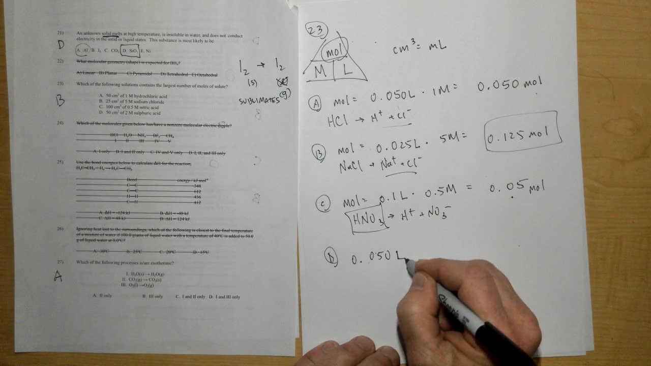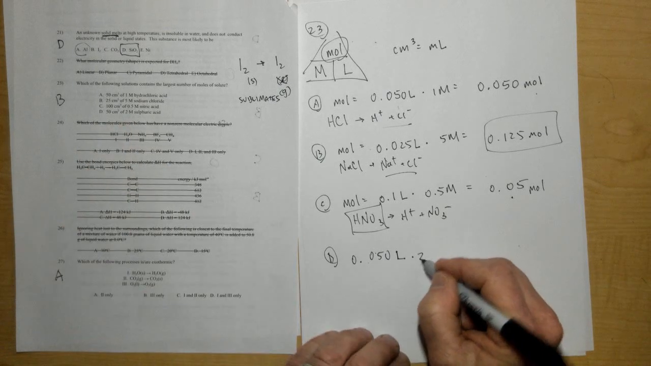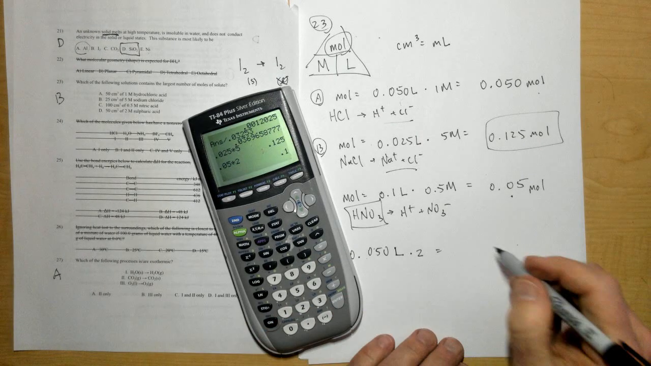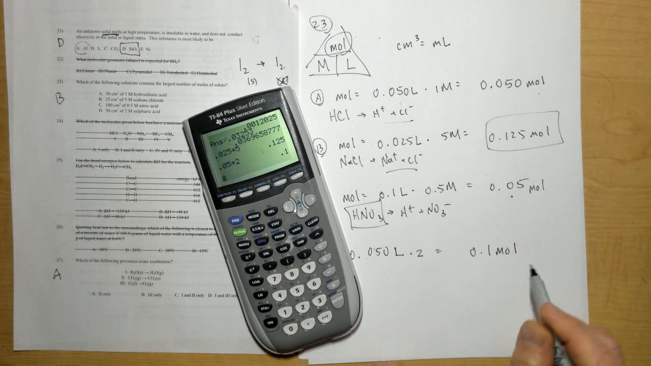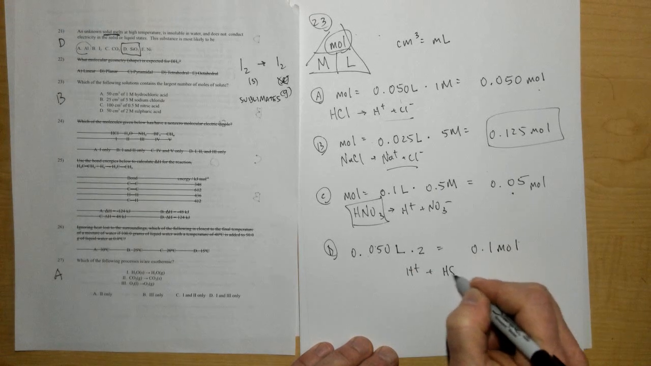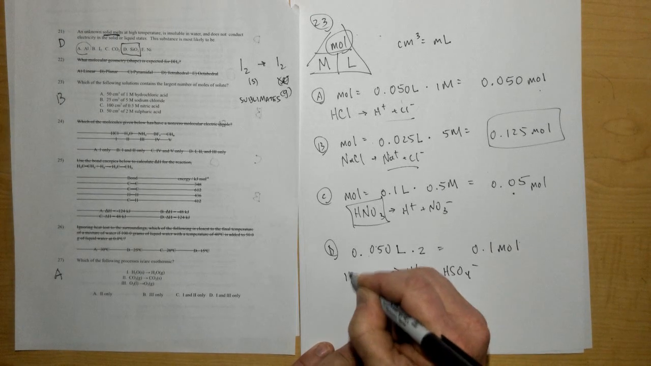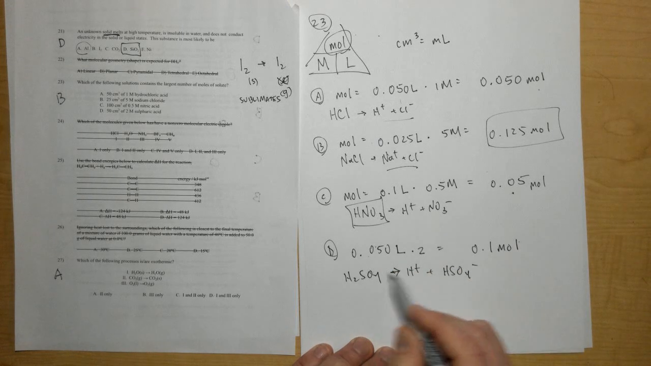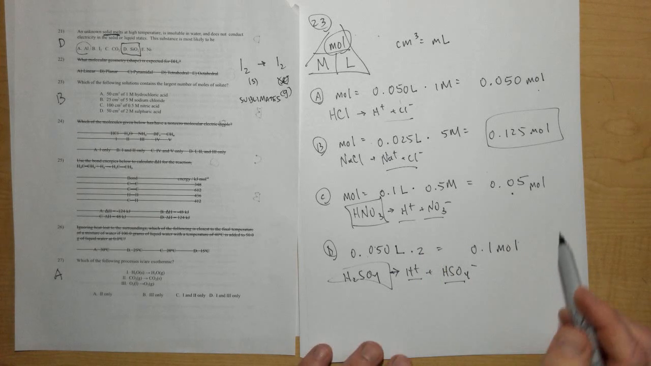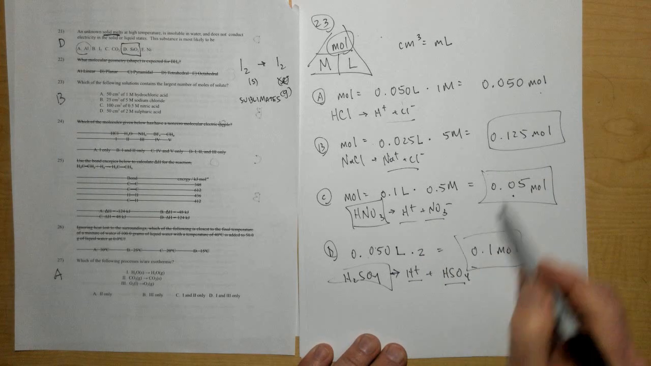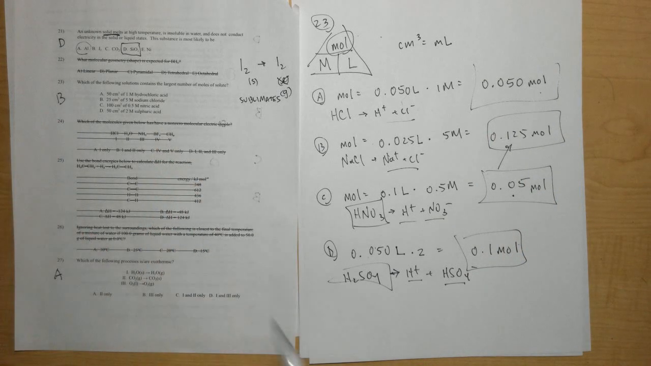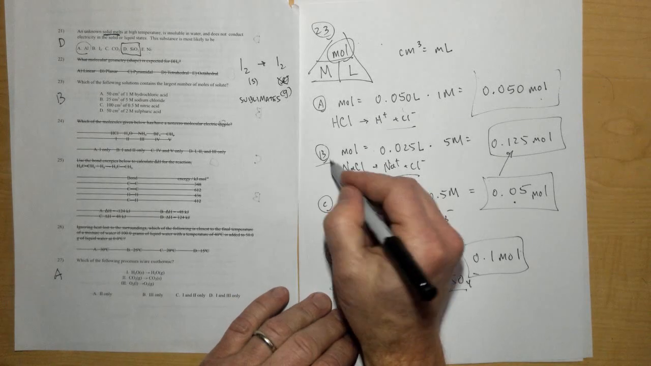0.050 liters times my 2 molar, so 0.05 times 2, that's going to give me 0.1 moles of it. And H2SO4 is going to give me 2 particles as well, H plus and HSO4 minus. So every single one of them is going to give me 2 particles in solution. So all I have to do is see who's going to give me my most moles, and my most moles are going to be 0.125 right here in number 23. Letter B is your answer.